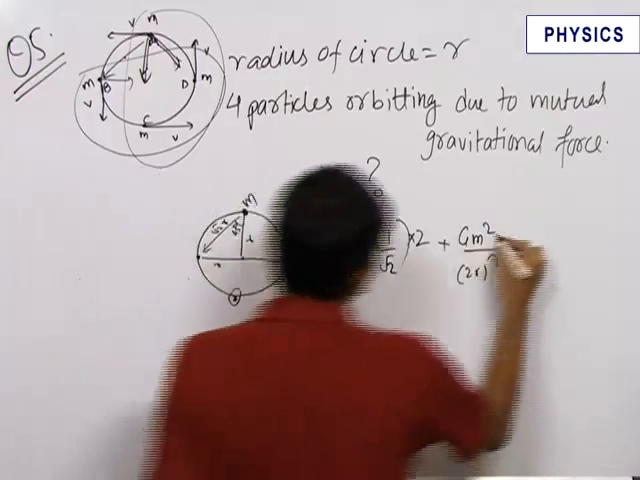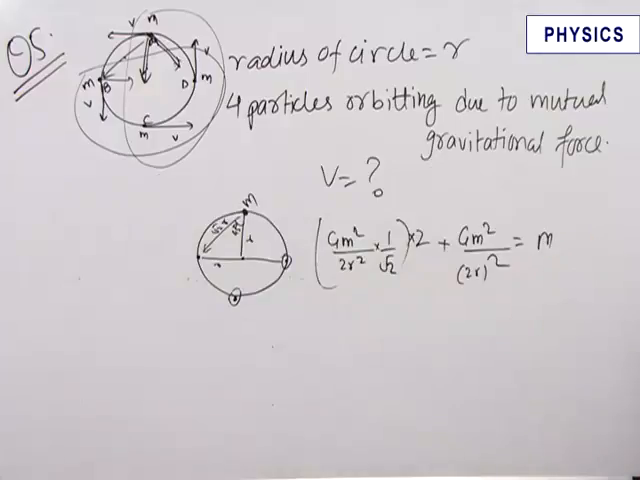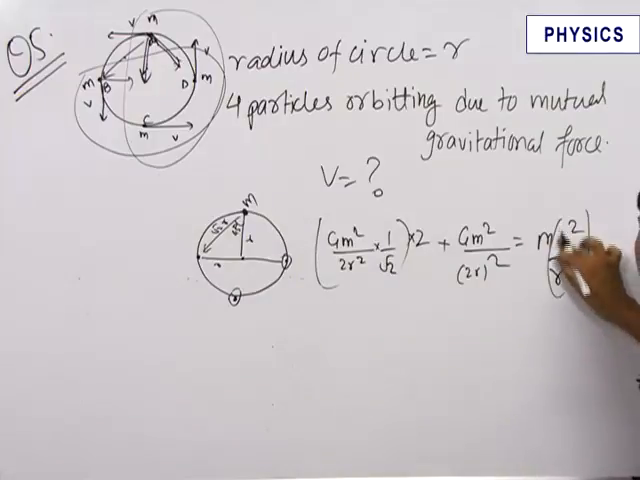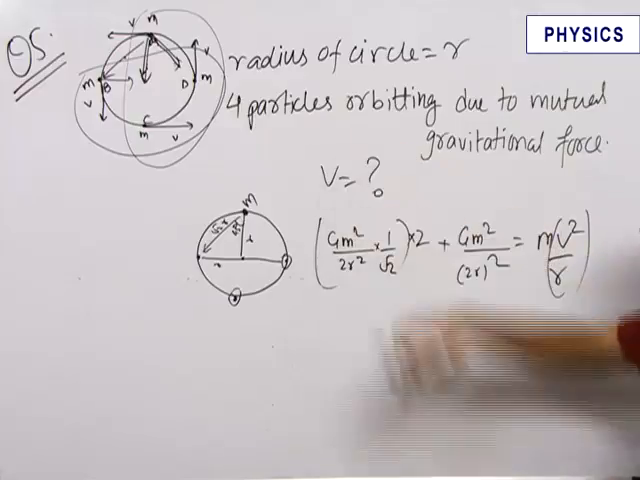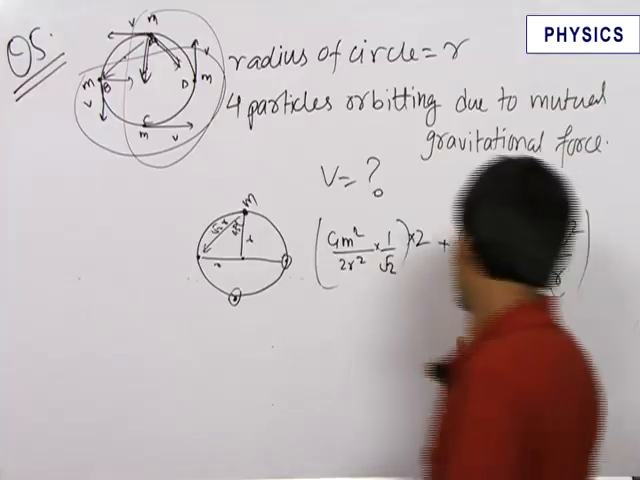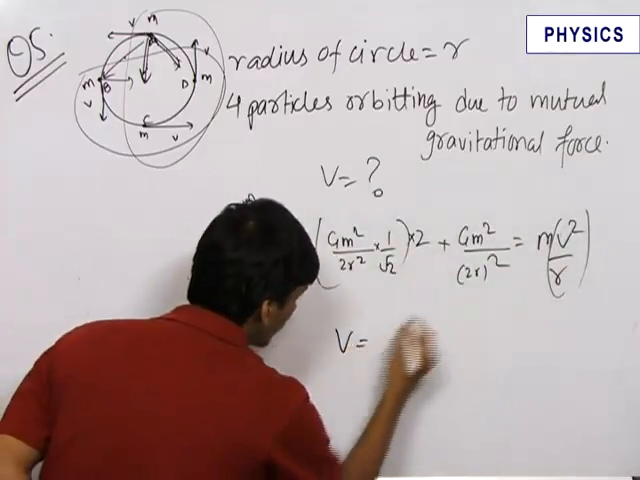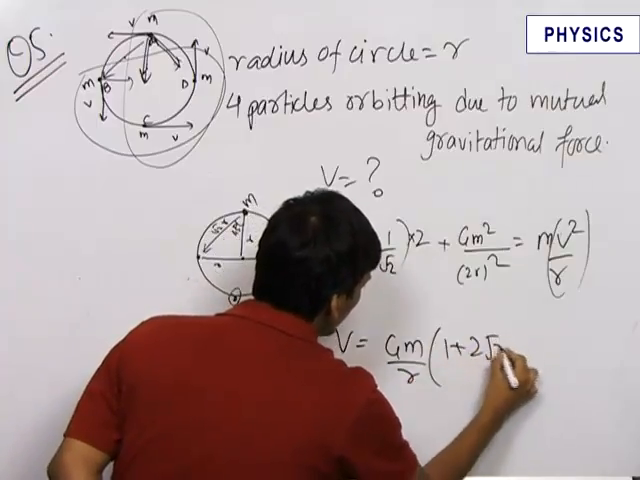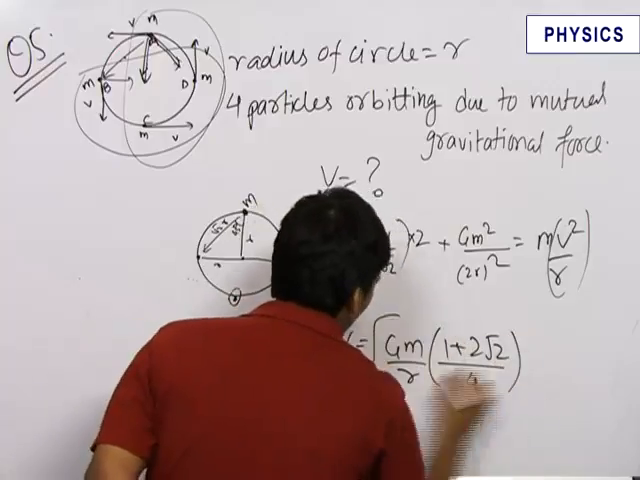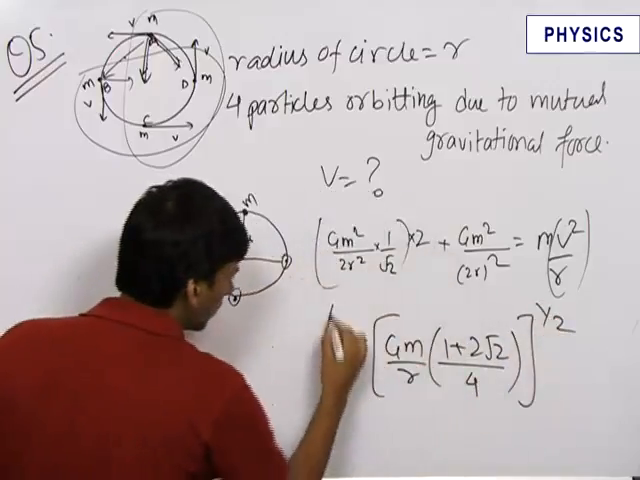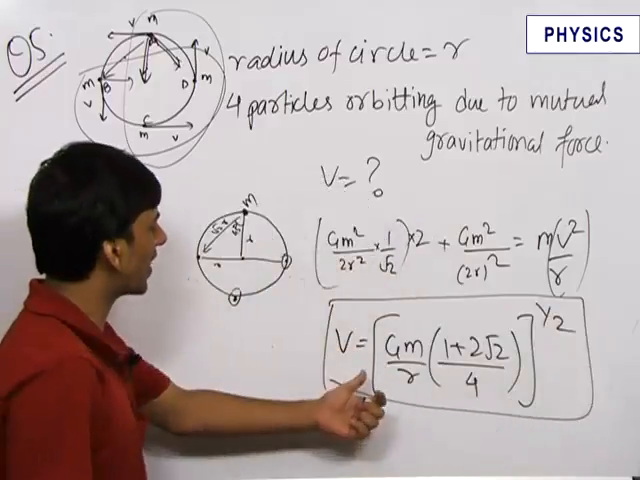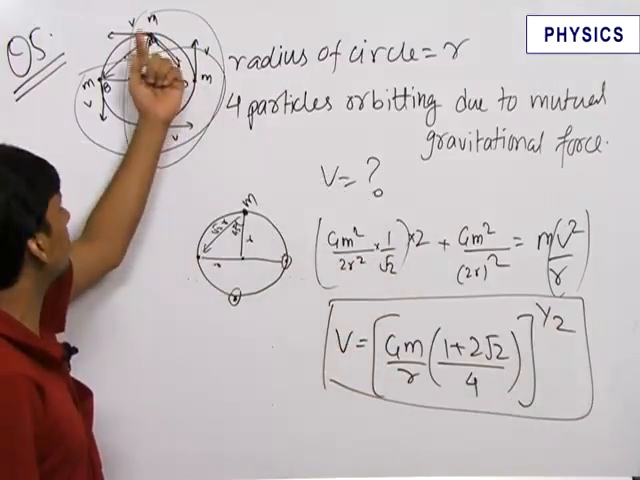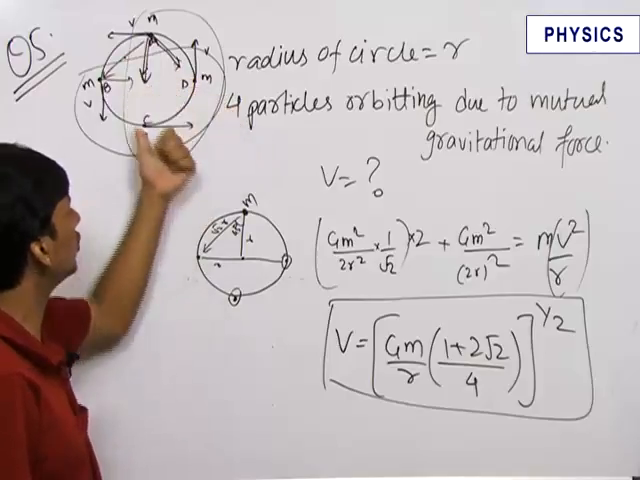So we add up these forces to get the resultant force. This resultant force can be written as the centripetal force, that is equal to mass into centripetal acceleration, equal to v square by r. This is v. So from this formula, we directly get the velocity of the mass m. On solving this, we get the final answer for the velocity as the square root of Gm upon r into (1 plus 2 root 2) upon 4. So this is the final answer, and this is the velocity with which this mass m should be moving when it is held by the forces due to these 3 masses.